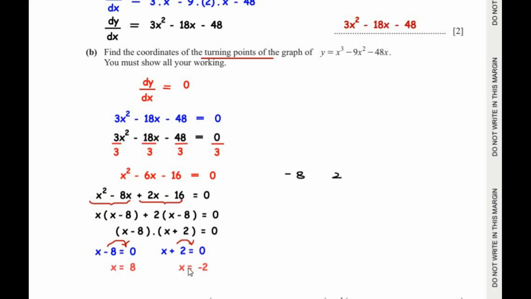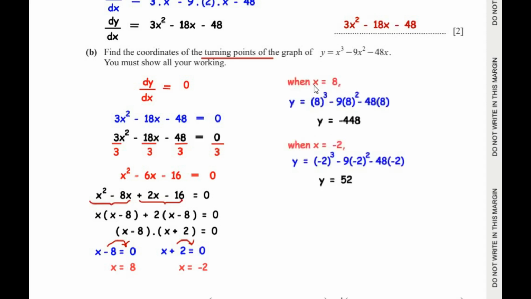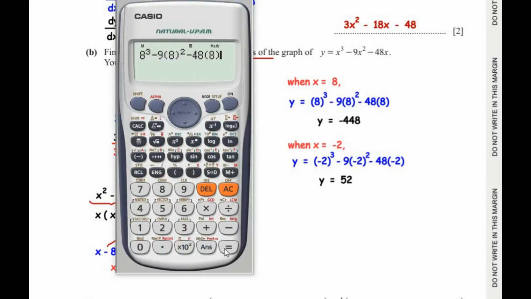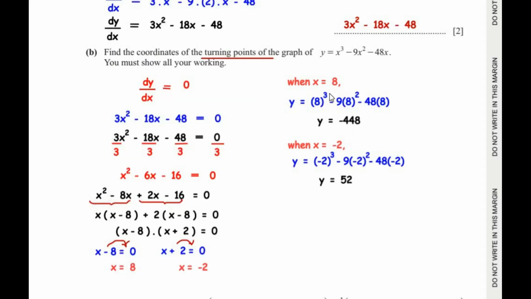Now since we have found the x coordinates, we are going to plug them in one by one in this equation and get their y values. So here, when x is equal to 8, let us plug the value into this equation. So y will be equal to x cubed, that is 8 cubed minus 9 times 8 squared minus 48 times 8. So let us see what value this gives us. This is going to give us the y value as minus 448. So here, when x is 8, y is minus 448.